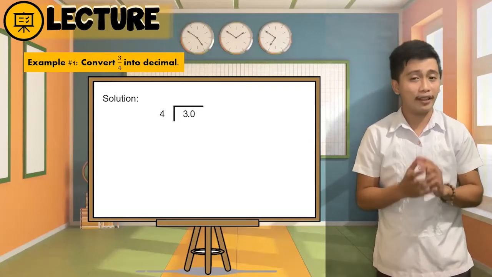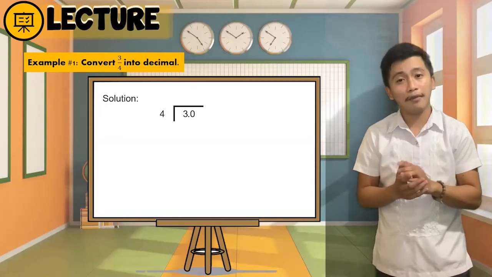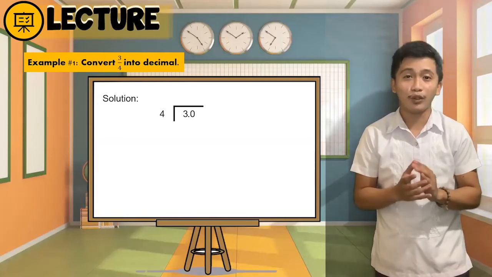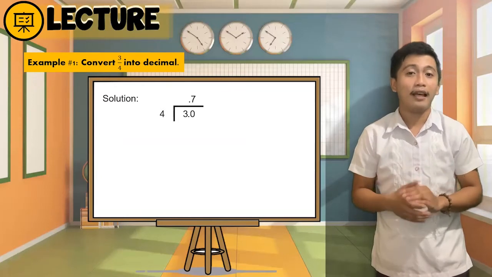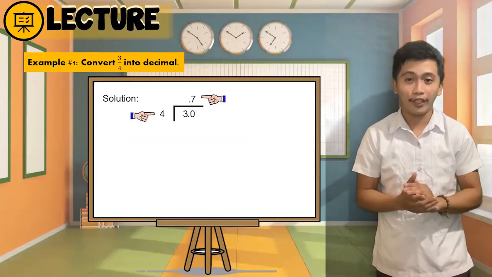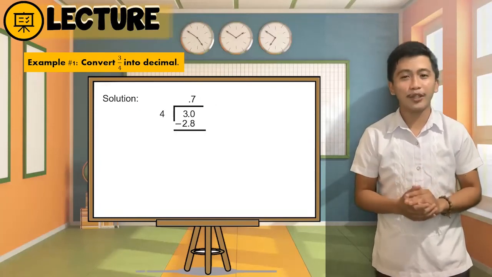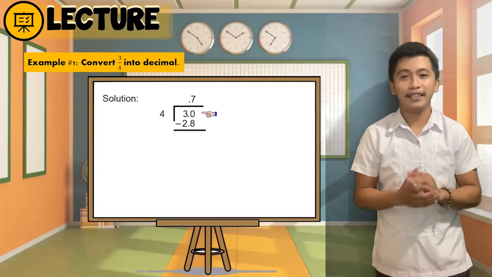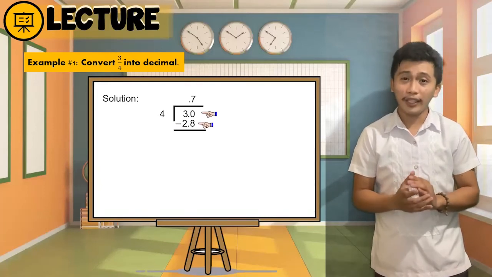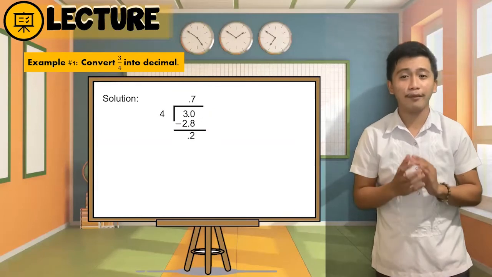Now we will divide 30 by 4. So 30 divided by 4 will give us a quotient of 7. The next step will be 7 times 4, which is 28. And now, we will subtract 28 from 30. So 30 minus 28 gives us a difference of 2.